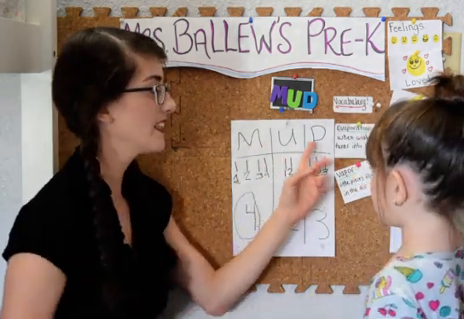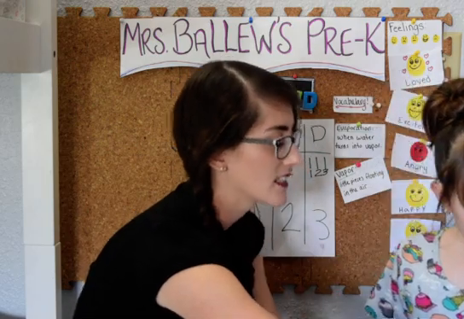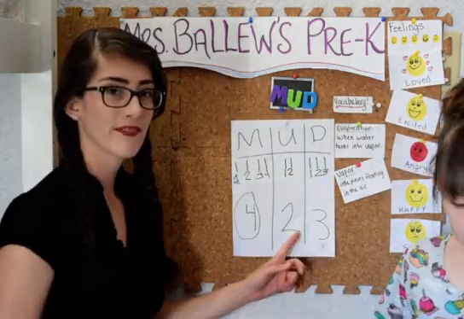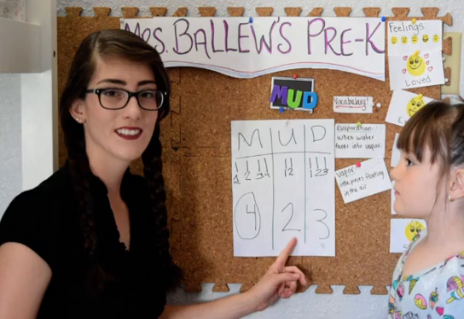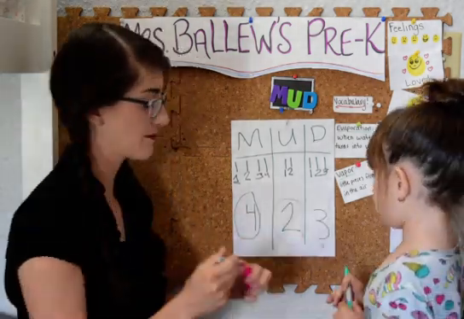Which one has the least amount? We'll circle it with a different color. Which one has the least? Did you say U? Good job. 2. 2 has the least amount.